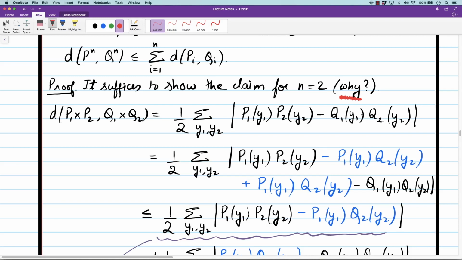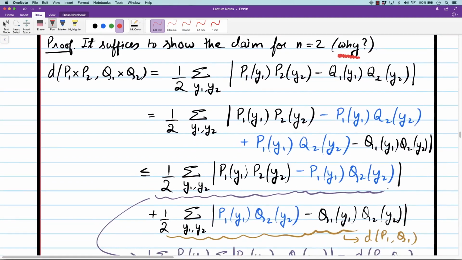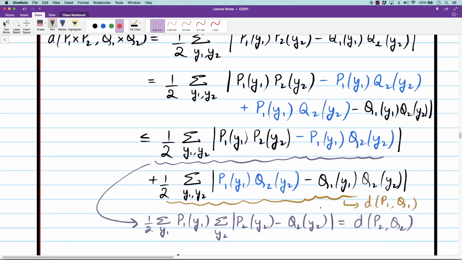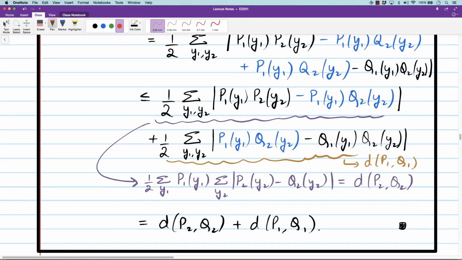It doesn't exist in our analysis, but we made up something which has P1 for the first coordinate and Q2 for the second coordinate. And I add and subtract this quantity. Then I can use the triangular inequality to get these two bounds. If you look at this first part here, we can take P1 y1 common, and it will add up and become just d of P2 Q2. Similarly, the second part will just become d of P1 Q1. So this thing is exactly equal to this.